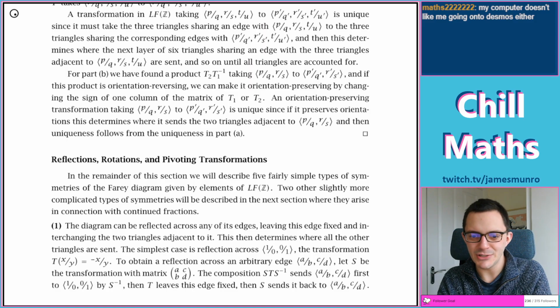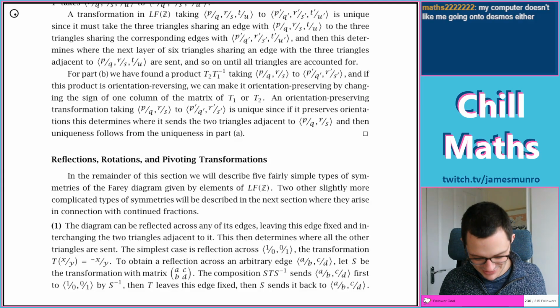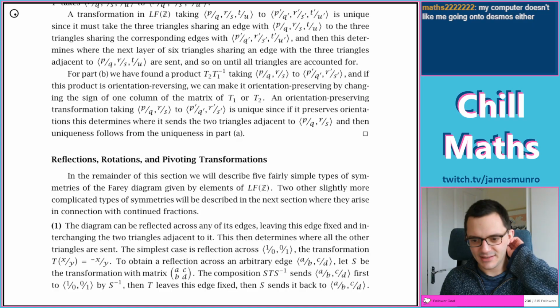It has issues for obvious reasons, I think. Anyway, the remainder of this section: five fairly simple types of symmetries of the Farey diagram given by elements. Okay, two more in the next section. Ooh, and a connection to continued fractions, so that's good. Okay, symmetries, here we go.